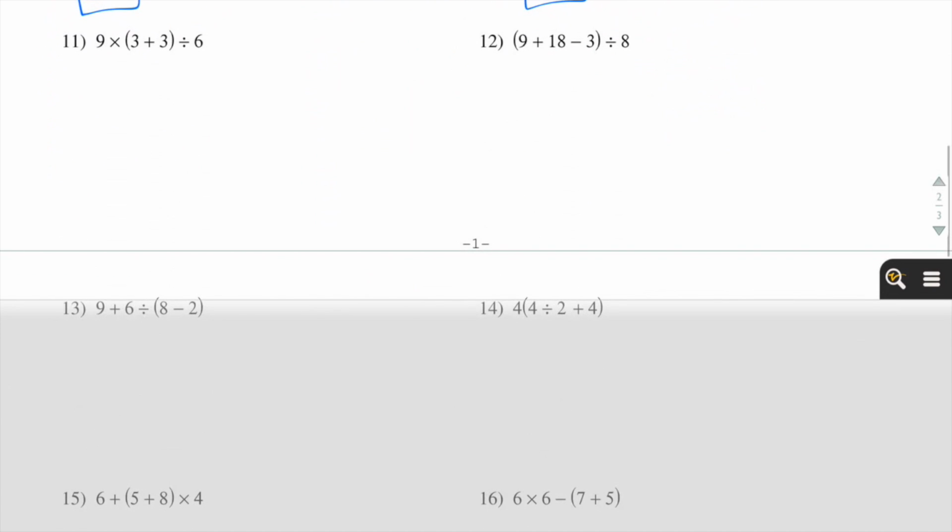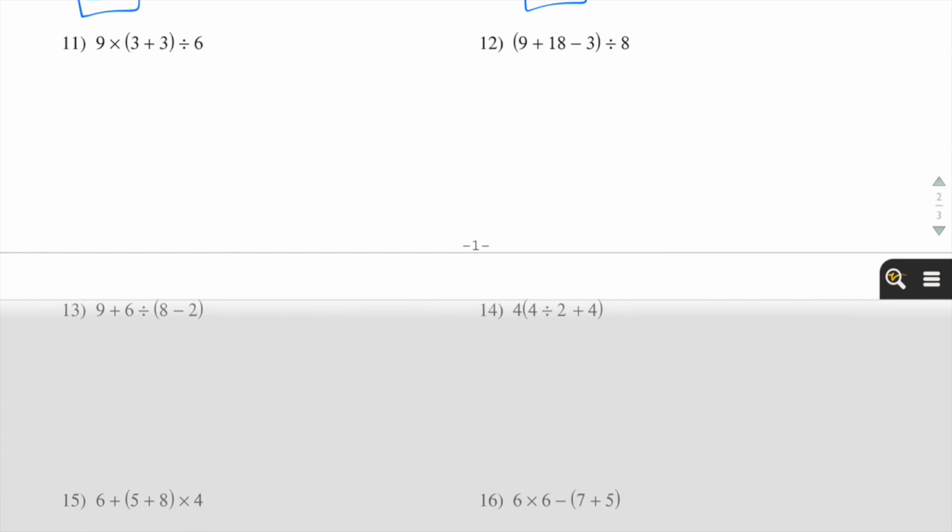Number 11, 9 times, in parentheses, 3 plus 3, divided by 6. Order of operations: do we have parentheses? Yes. So now let's do the order of operations again inside of the parentheses. Do we have parentheses inside the parentheses? No. Exponents? No. Multiplication or division? No. Addition or subtraction? Yes. So we do the addition inside of the parentheses. So let's go ahead and write 9 times 3 plus 3 gives us 6, divided by 6.